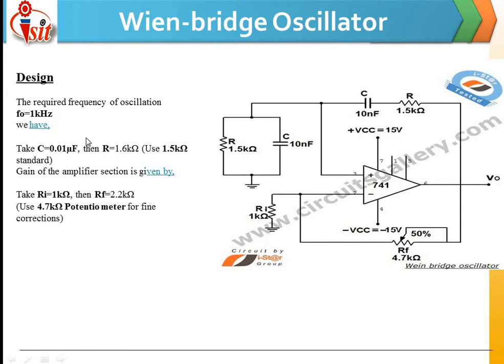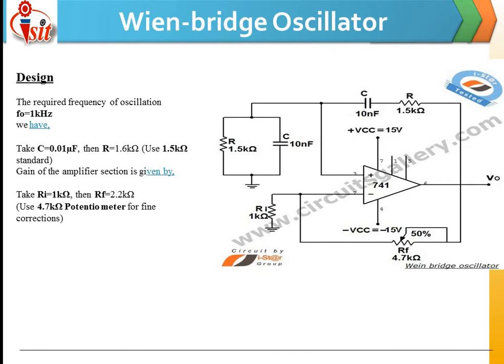Then for that required frequency, we are taking C equal to 0.01 microfarad capacitor, then R equal to 1.6 kilohm resistor, then use 1.5 kilohm as a standard value, because 1.6 is not having that much of standard value. There must be tolerance that occurs. For that purpose, instead of 1.6, if the 1.5 standard value is available with you, then for designing purpose you can also use R equal to 1.5 kilo ohm. This is the standard value for the designing purpose of that Wien bridge oscillator.